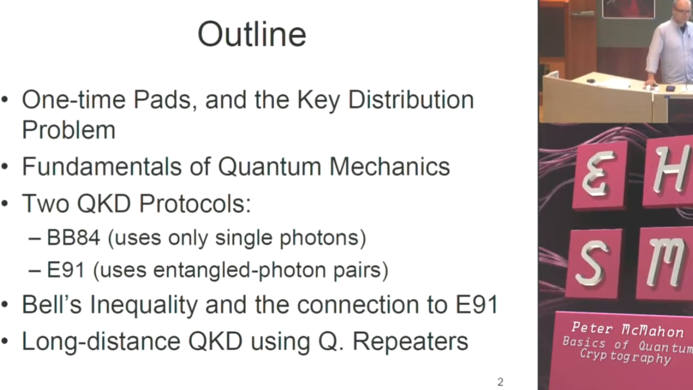Then I'm going to talk about another protocol called Ekert 91, from 1991, and this protocol works basically in a similar way to BB84, but it uses another property of quantum mechanics that I'll introduce called entanglement. And this is also kind of a cool demonstration of some feature of quantum mechanics that's not really present in the classical world, but that somehow allows us to do some neat information processing task. I'll also talk a little bit about Bell's inequality and the connection to the Ekert 91 protocol.